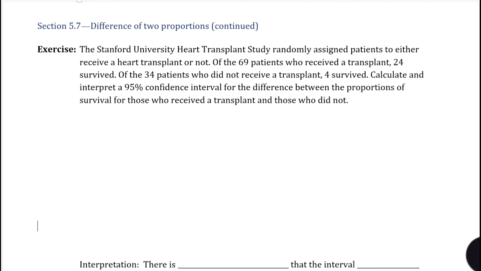So we had to first summarize our problem, give a little table or list. So we had 2 samples, those who received a transplant and those who did not receive a transplant. Okay, this is my sample 1. This is going to be my sample 2.